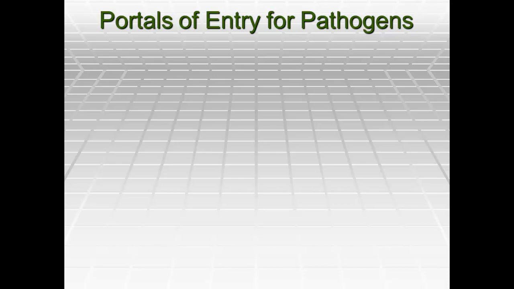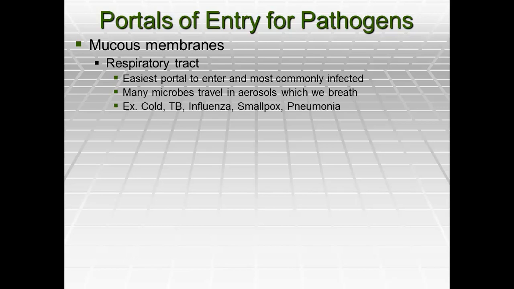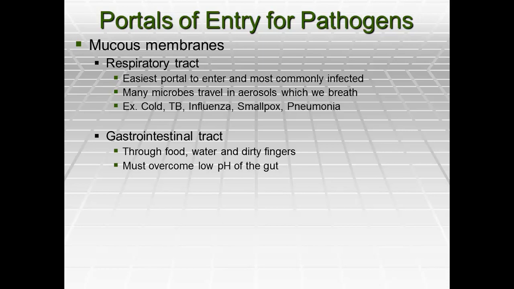Portals of entry for pathogens. Mucous membranes. The respiratory tract is the easiest portal to enter and the most commonly infected. Many microbes travel in the aerosols which we breathe. Examples: cold, TB, influenza, smallpox, and pneumonia. Gastrointestinal tract, or the GI tract, through food, water, and dirty fingers. It must overcome the low pH of the gut. Examples: amoebic dysentery, hepatitis, shigellosis.